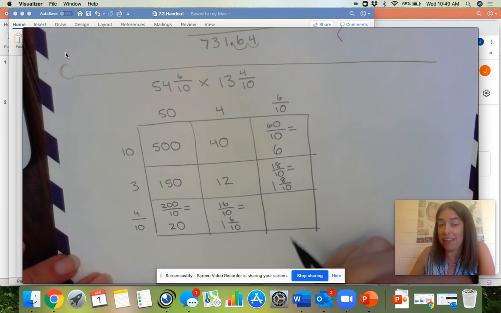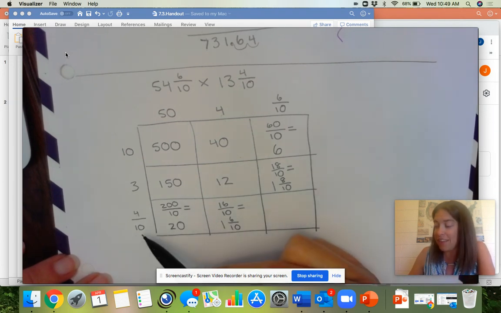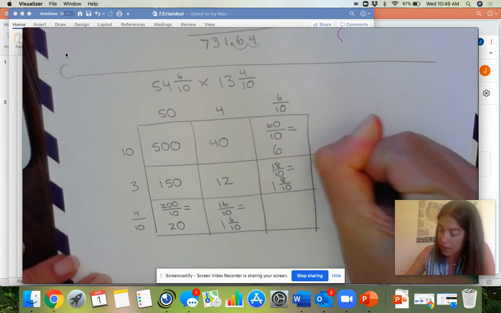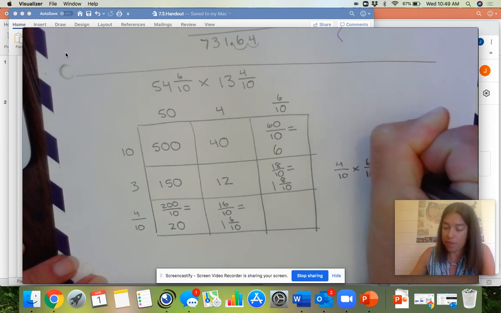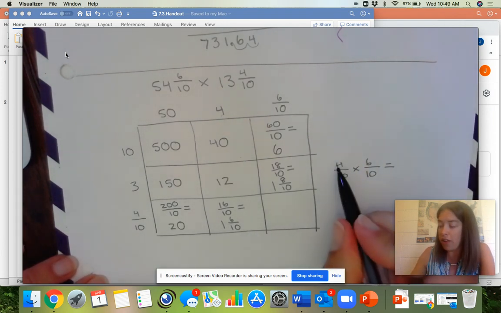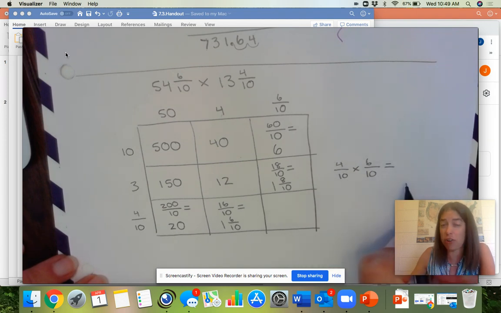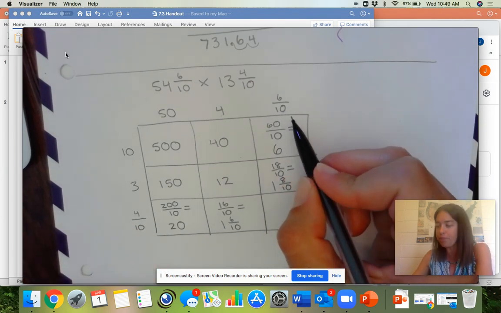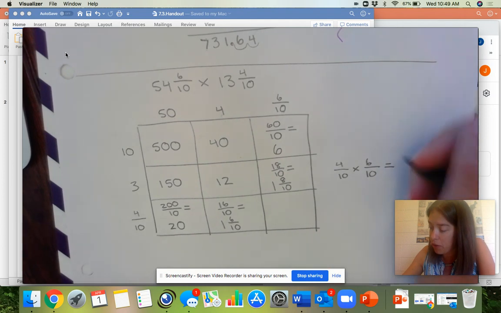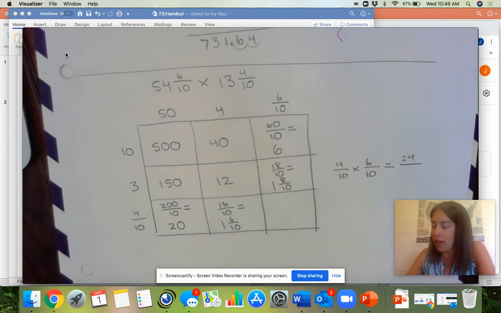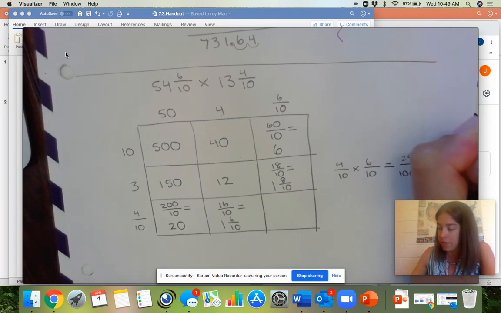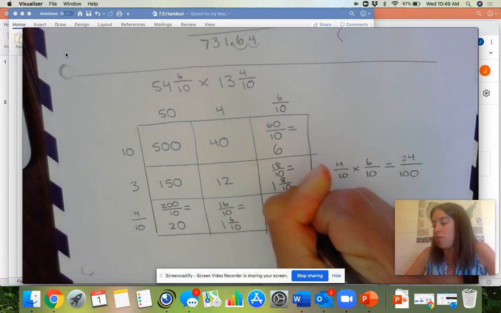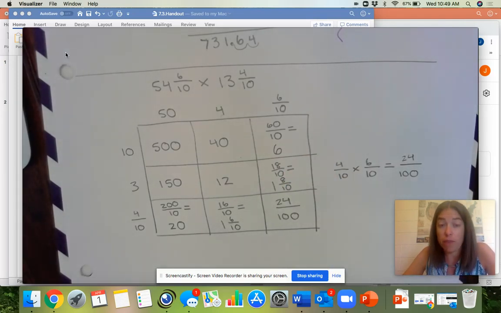All right, my fraction times a fraction. 4/10 times 6/10. This is where I really don't want to get tricked. I need to make sure I'm multiplying both my numerators and my denominators. This is the first time I'm multiplying something that actually has two denominators where one of them isn't 1. So 4 times 6 is 24. 10 times 10 is 100. So I have 24 100ths.